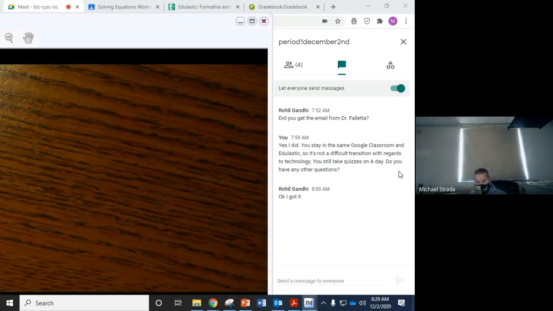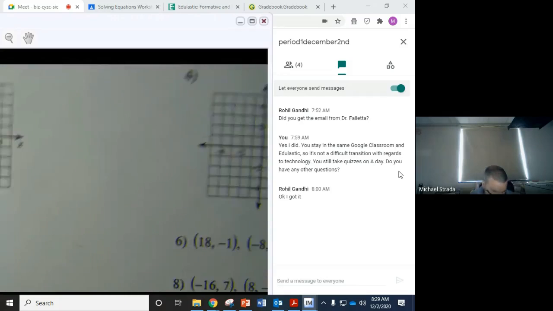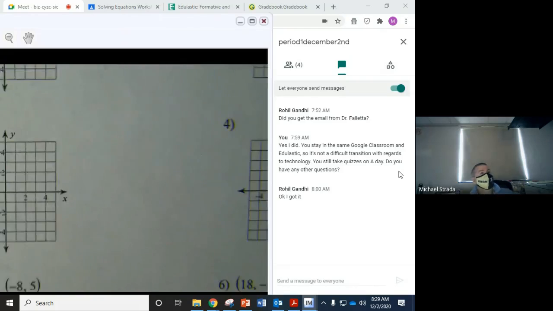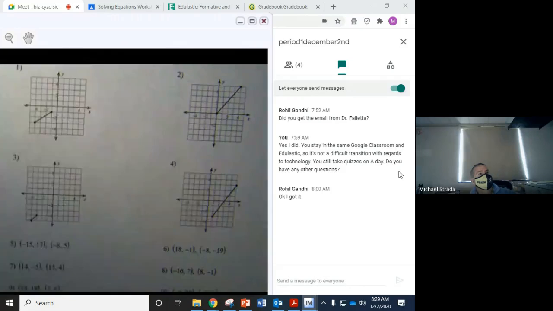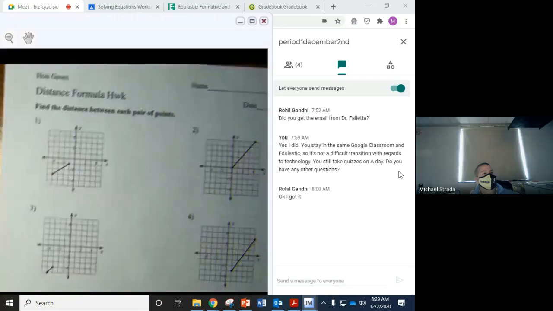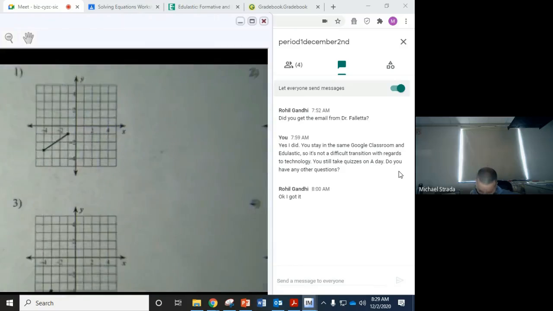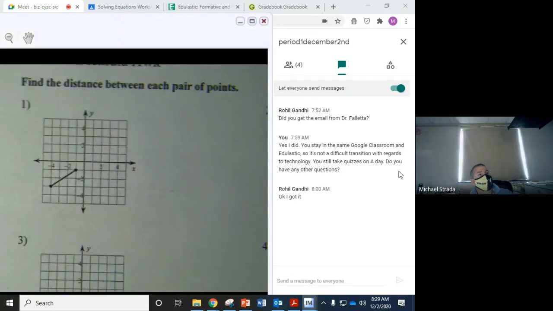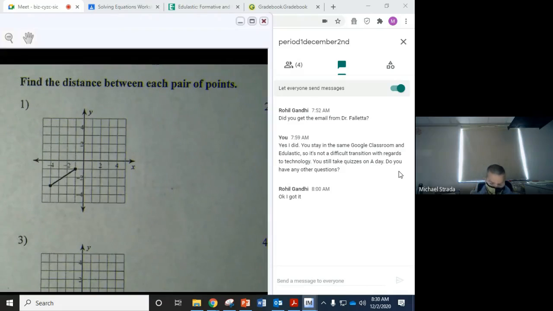Okay. So on the back of that is the homework. One through 16, that's due Friday night at midnight. That's due Friday night at midnight.